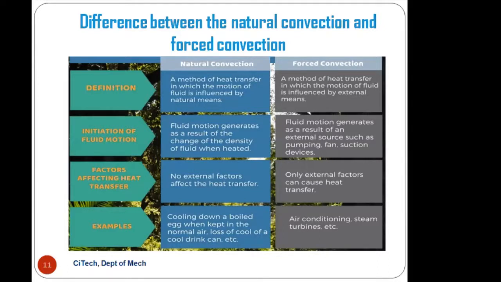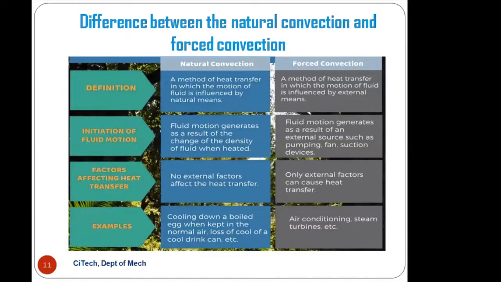The third difference is the factors affecting the heat transfer. No external factors affect the heat transfer in case of natural convection. But in forced convection, external factors can cause the heat transfer. What are the external factors? Velocity. Understand? Velocity of the fluid, and the surface roughness. That is, whether it is a smooth surface or a rough surface. Only external factors can cause the heat transfer in forced convection, but there are no such external factors which affect the heat transfer in natural convection.